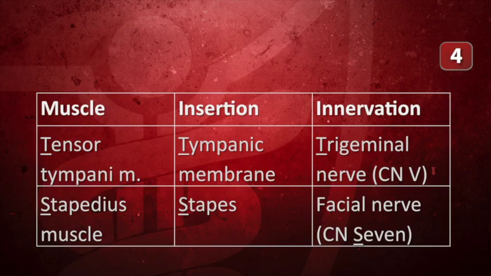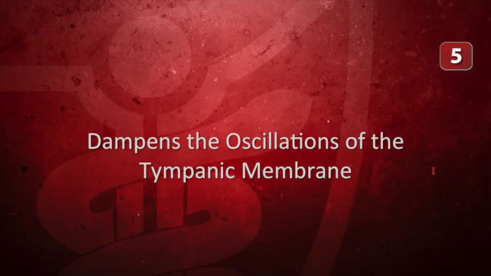So first we have the tensor tympani muscle. That's going to insert at the tympanic membrane, and it's going to be innervated by the trigeminal nerve, cranial nerve 5. Stapedius muscle, that's going to be inserting at the stapes, and then the innervation is going to be the facial nerve, so cranial nerve 7. Next, what effect is brought about by the contraction of the tensor tympani muscle? So this is going to be it dampens the oscillations of the tympanic membrane.